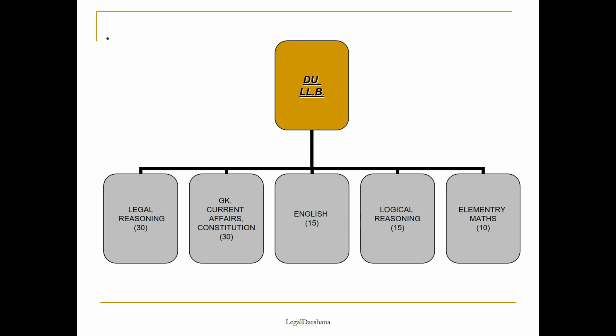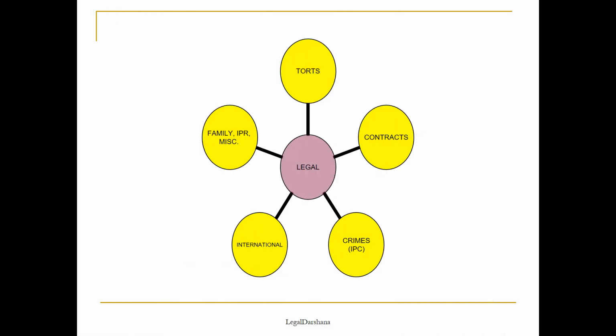Next is legal. Legal covers these topics. First is torts, second is contracts, third is crime, IPC to be specific, Indian Penal Code, fourth is international law. It is a miscellaneous topic in which one or two questions on the United Nations, or questions related to the International Court of Justice, will come. And next one is family law, IPR, which is intellectual property rights, and miscellaneous questions like general awareness about law and legal maxims. In this portion we will be covering these.